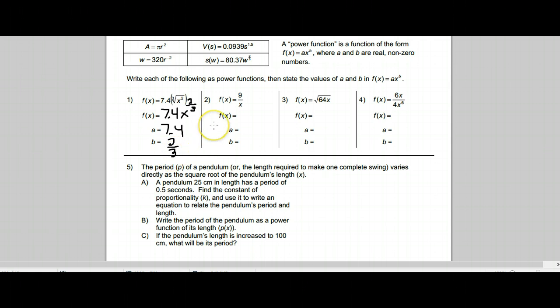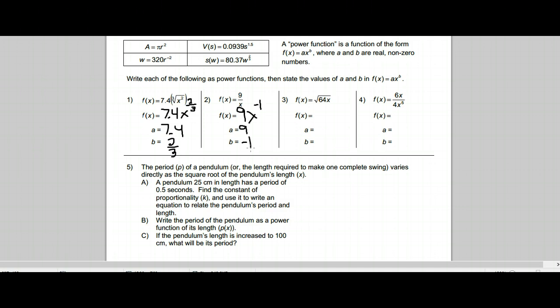Okay, let's look at number 2. So the function is 9 divided by x. Well, obviously, we're going to start off with 9 as our a value. We're going to write x with a power on it. Then you have to remember, how do we take a variable in the denominator and put it in the numerator? Well, that's where that little negative comes in handy. So this would be x to the negative 1 power, where a is 9 and b is negative 1.